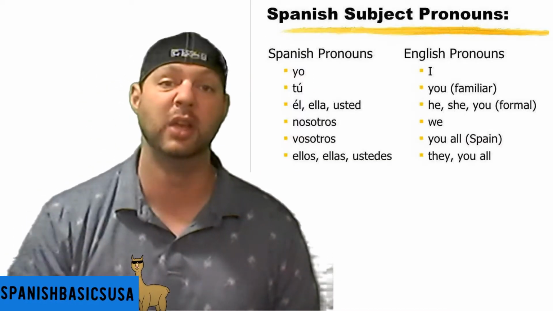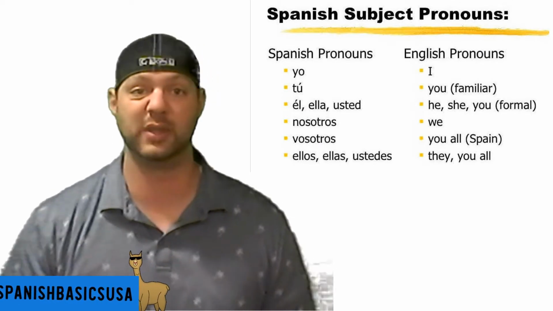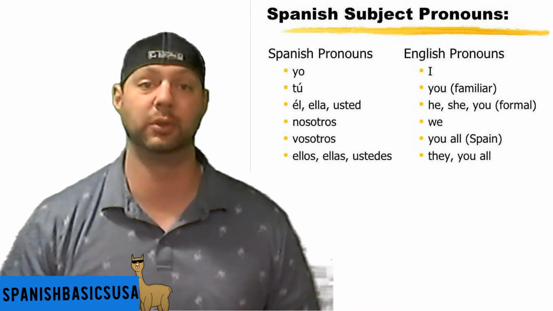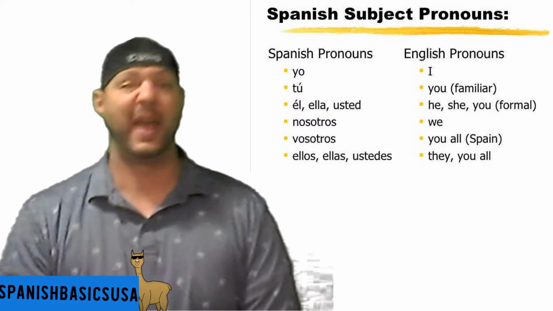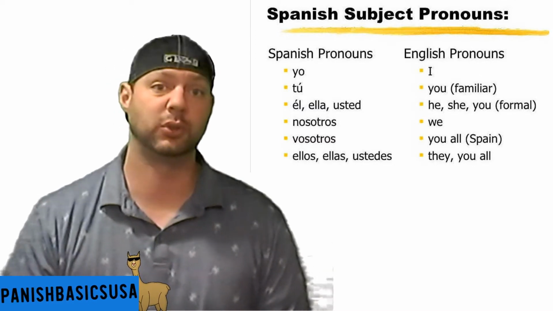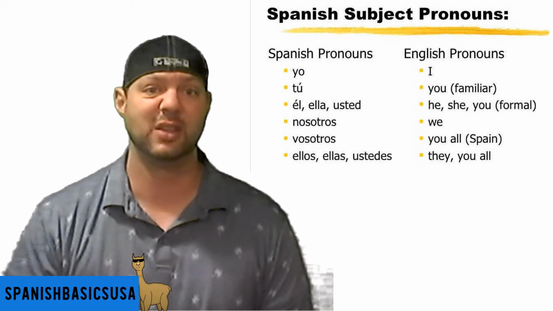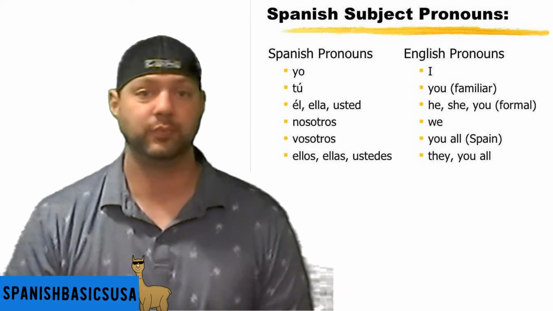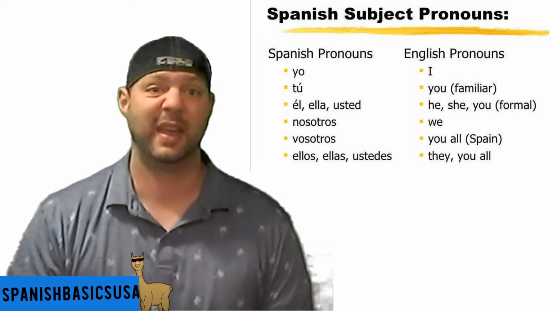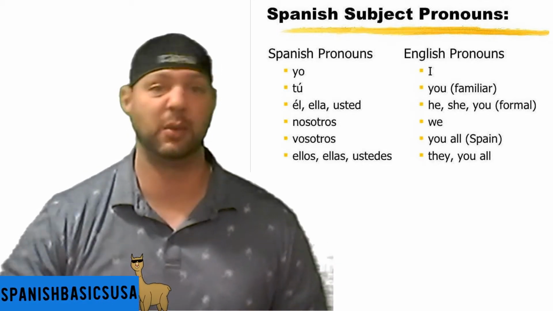Alright, so yo means I, tú, you, familiar, you've been using that with your friends. Usted, formal, you're using that with me or with an older person. And then you got él, he, ella, she, nosotros, we, vosotros, y'all, but you use that in Spain. And then finally, ustedes, y'all, you use that here. And then ellos and ellas, which means they. You're talking to somebody about a group over there.